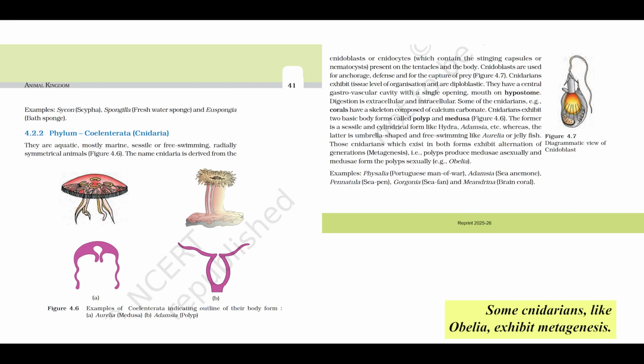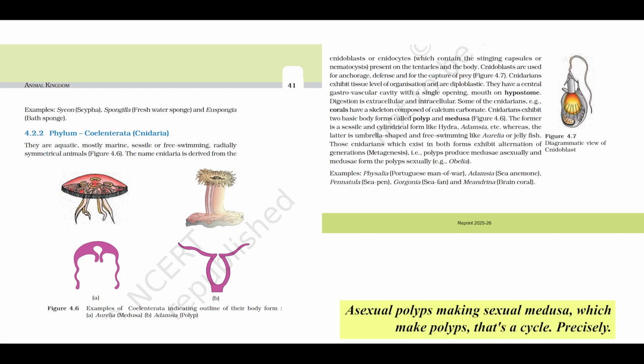Some cnidarians, like Obelia, exhibit metagenesis. This is also known as alternation of generations. This means they alternate between these 2 body forms in their life cycle. Typically, polyps produce medusa asexually, by budding, and then the medusa reproduce sexually, producing gametes, which develop into polyps again. Asexual polyps making sexual medusae, which make polyps.